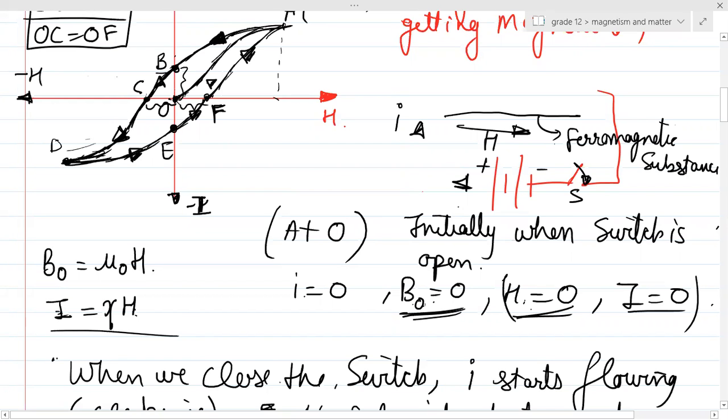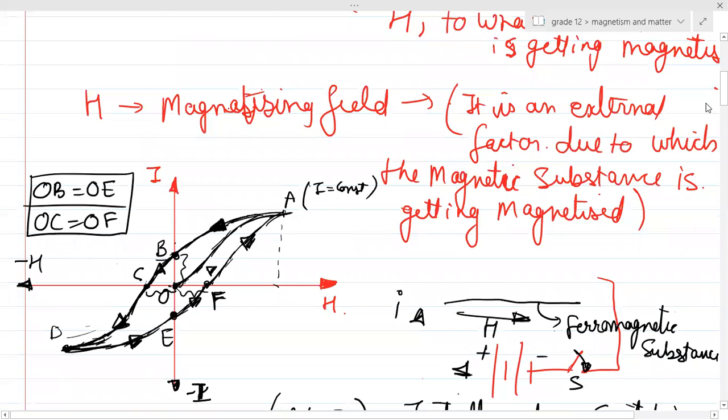I'll revise the whole thing for you. First, let's say initially it was an unmagnetized substance, right? And you start magnetizing it. You started applying a magnetic field, due to which it starts getting magnetized. So this was the graph from O to A. Then after reaching A, what happens? At point A, there is no further increase in the value of I, even if you increase the value of H. So basically I becomes constant at this particular point. Point A is basically called the saturation point.